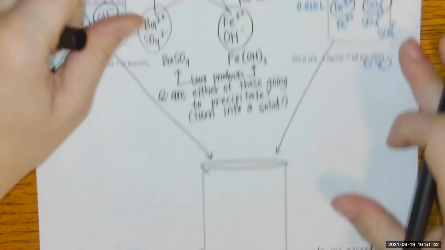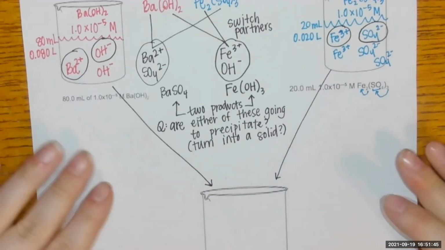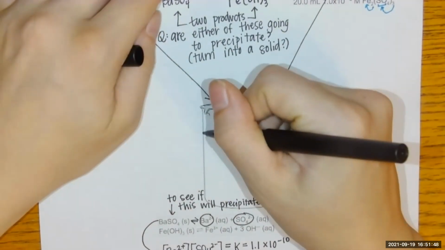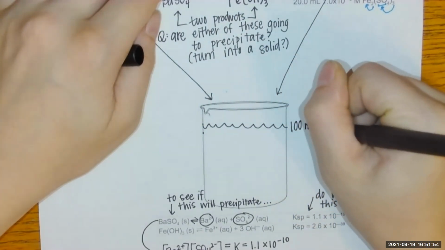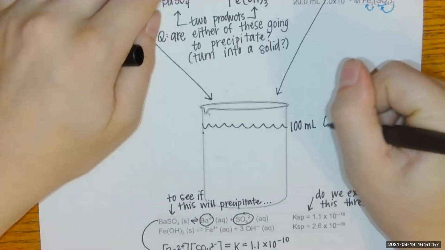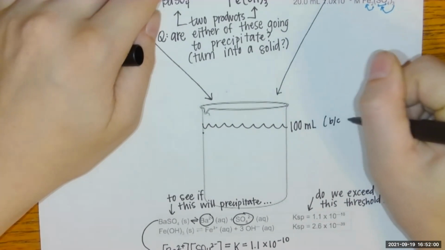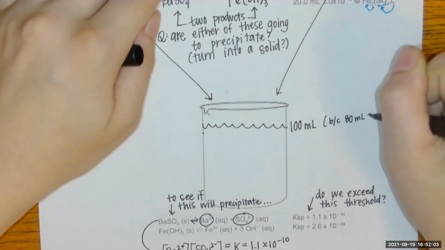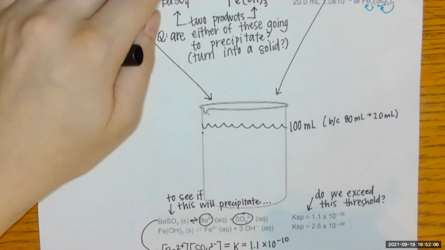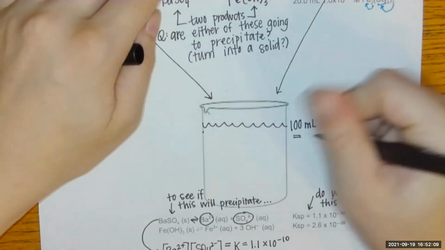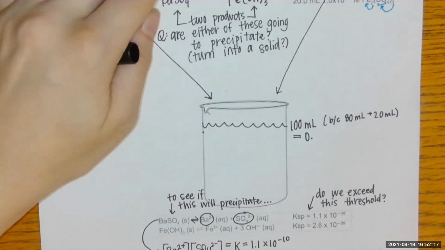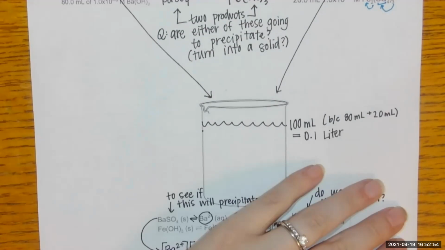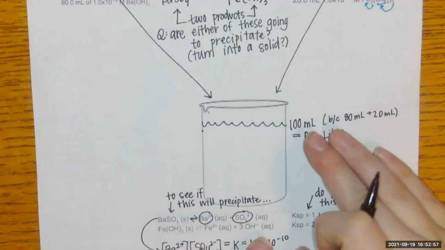mix those together, whoop, whoop, mixy, mixy, we should have 100 milliliters because 80 plus 20. But I don't want milliliters, so I'm going to change that to be 0.1 liter. The 0.1 liter, we'll worry about that later.